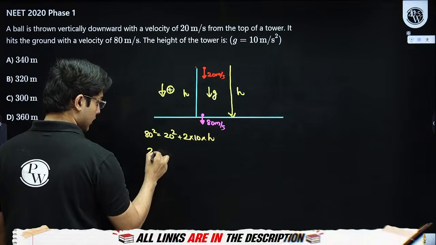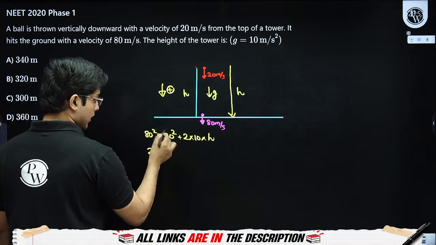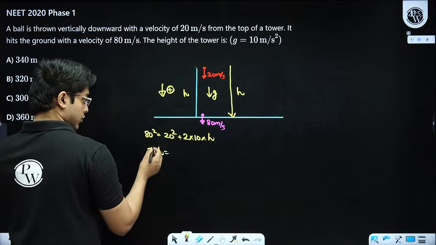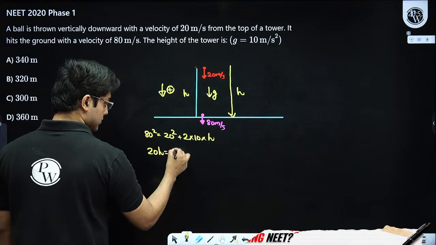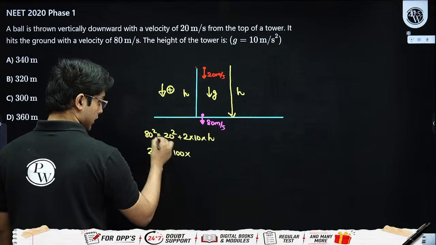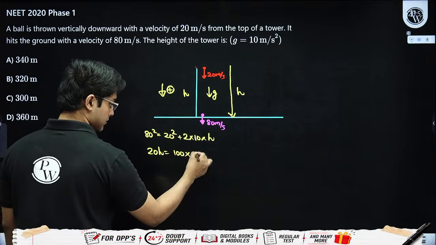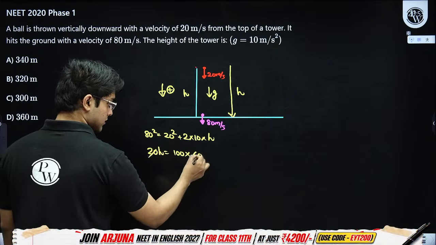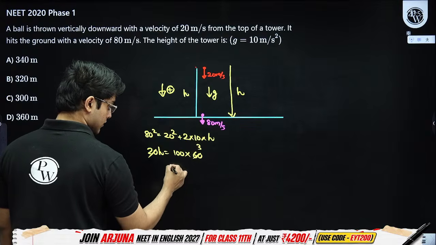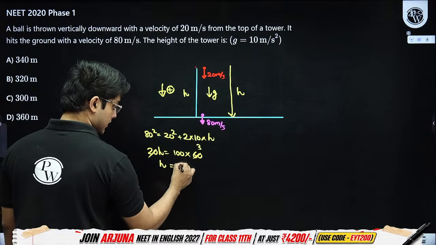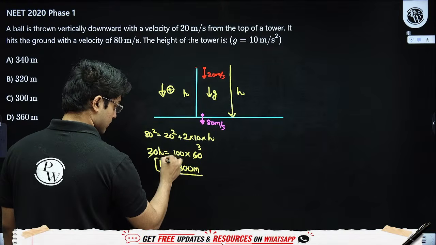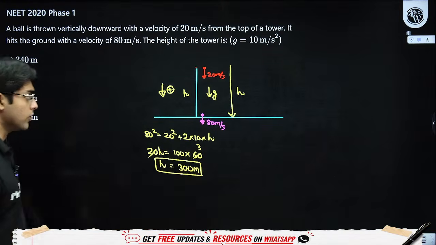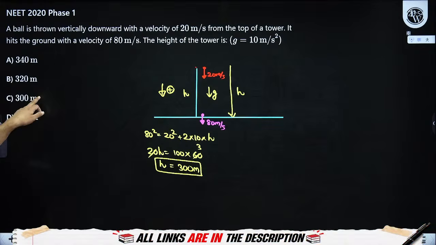So 20H will be 80 square minus 20 square. So use a square minus b square. So it will be a plus b, which is 100, into a minus b, which is 60. So 20 and 60 cancel 3 times. So height of the tower will be 300 meters. So just v square equal to u square plus 2as.